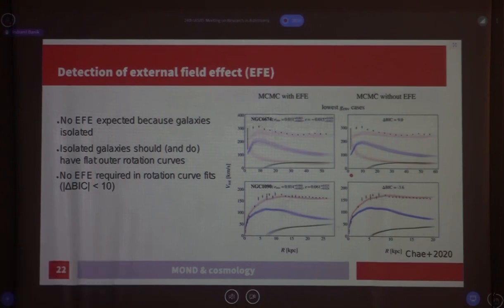So what that means is for a rotation curve of a galaxy, if it's isolated, the rotation curves should have flat outer rotation curves. Using these fairly isolated galaxies, as deduced from looking at the surroundings, it was found that the rotation curves are more or less flat in the outskirts, allowing for an arbitrary external field in the rotation curve fits. But bearing in mind it's an extra parameter, this leads to the Bayesian information criterion being changed by less than 10, which indicates that there's no real preference for this extra parameter. One can fit these data just assuming the galaxy is isolated.